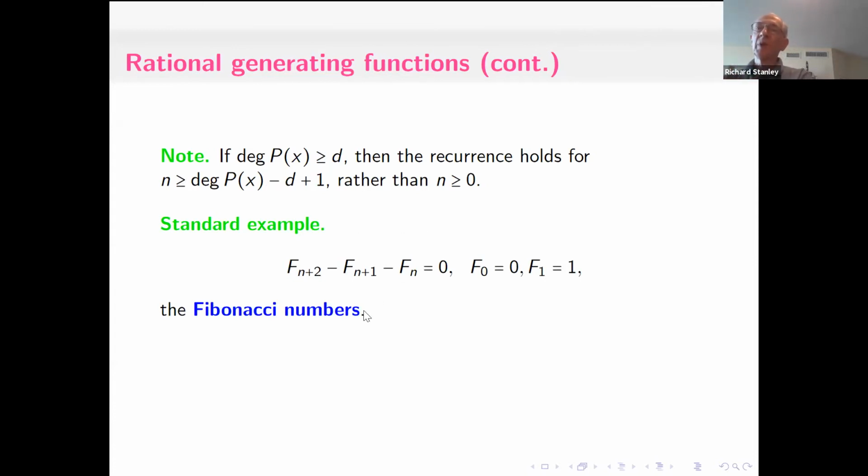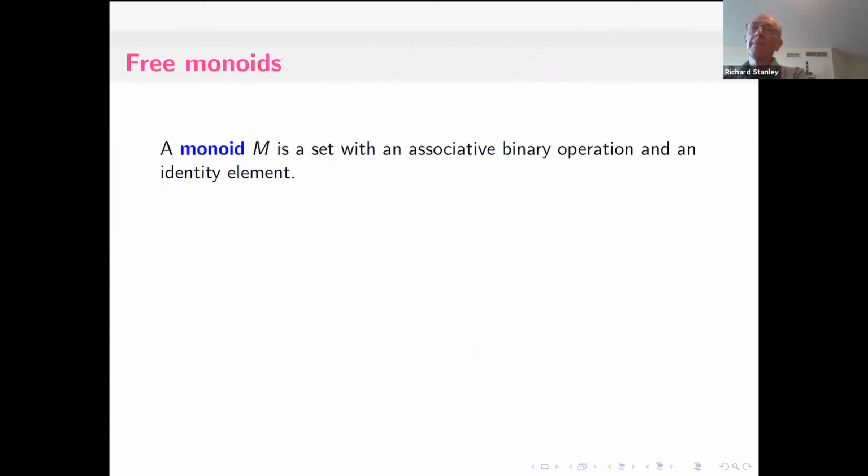They satisfy the recurrence that f(n+2) is the sum of f(n+1) plus f(n). And the initial conditions, f(0) is 0, f(1) is 1. The generating function is then x over 1 minus x minus x squared. Okay, so that's my second of my three background topics, and my last one will be a quick word about free monoids.